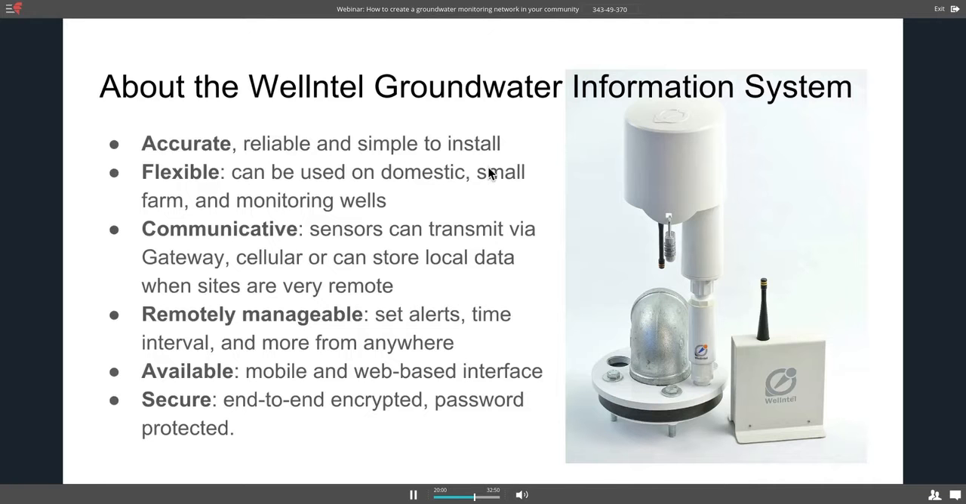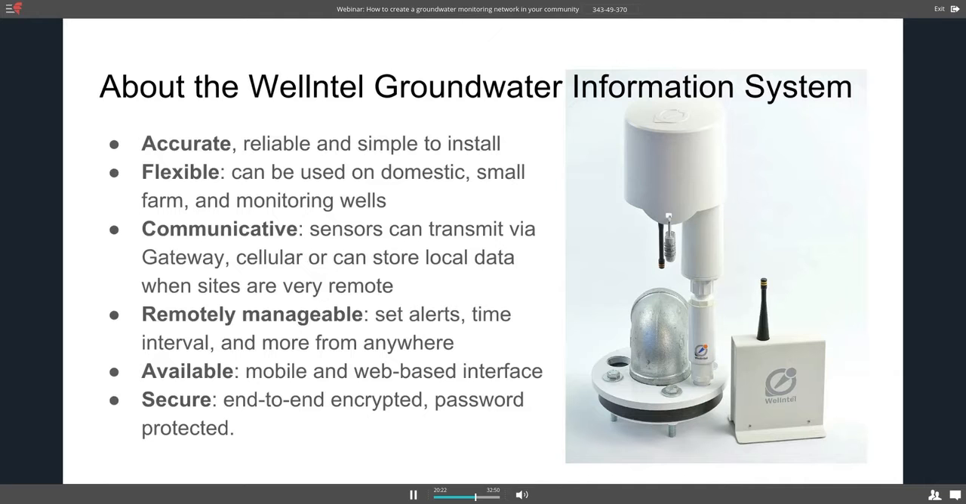It's worth talking a little bit about what the Wellntel groundwater information is as a starting point in order to move a little bit more deeply into application thinking and site selection thinking. And then frankly, in the context of the relationship that will be made between sponsors and participants.